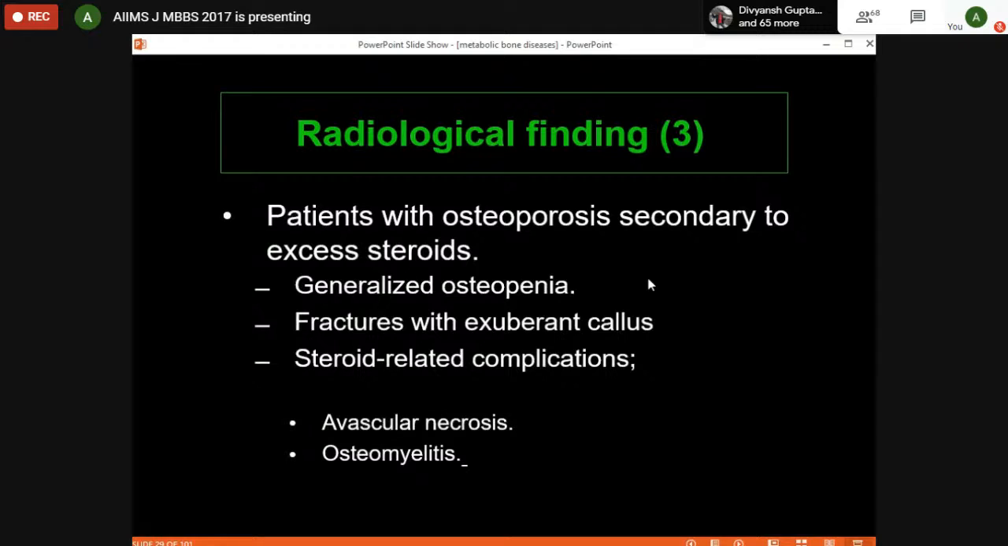About done. Radiological findings. Third is the patient with osteoporosis secondary to excess steroids. They can cause generalized osteopenia, fracture with exuberant callus, and steroid-related complications like AVN and osteomyelitis.